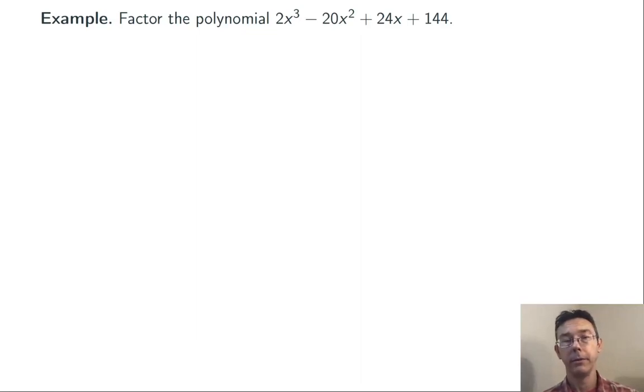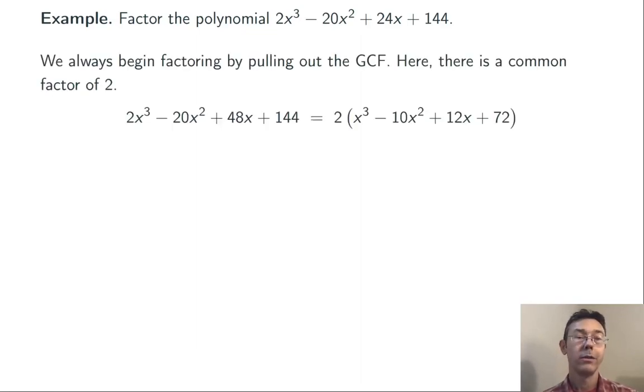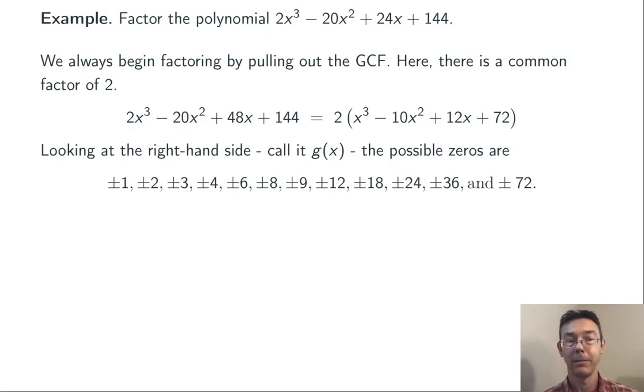Let's do another example. Factor the polynomial 2x cubed minus 20x squared plus 24x plus 144. Now, in this case, we have a polynomial that is not monic. There's a 2 in front of the highest power term. However, that 2 is also a common factor for all the coefficients of the polynomial. We should start just by pulling it out. We're left with x cubed minus 10x squared plus 12x minus 72. So we want to focus on factoring that cubic.